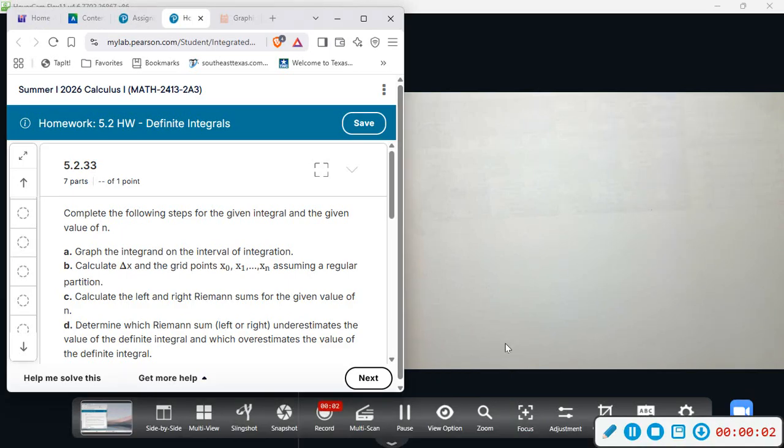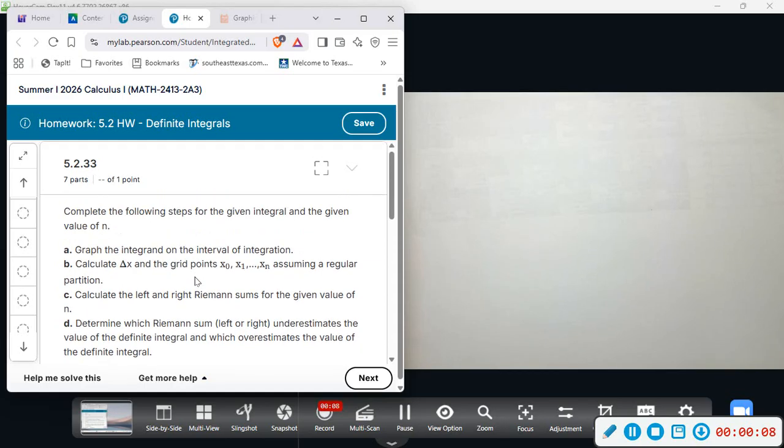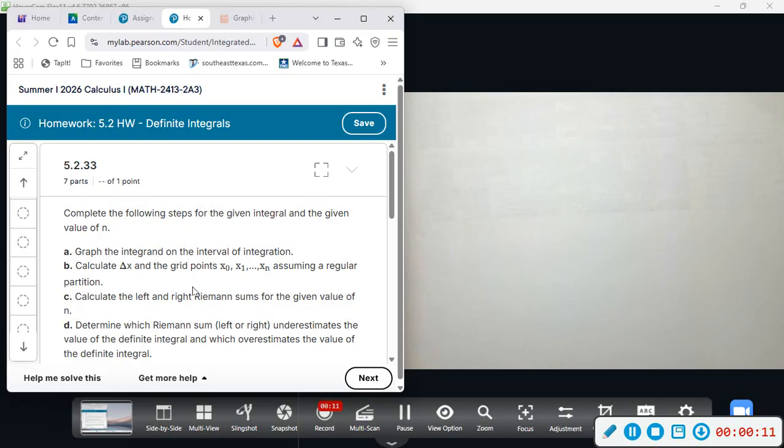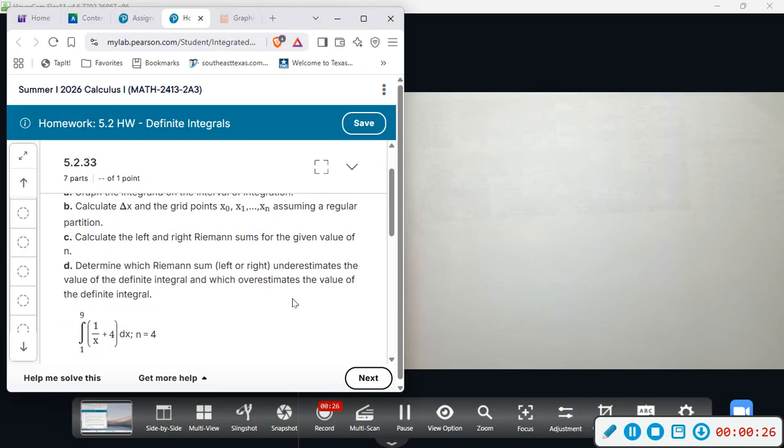All right, number 7, we're going to complete the following steps for the given integral. We're going to graph the integrand. We're going to calculate the change in x, the grid points. We're going to calculate left and right Riemann sum, and then we're going to determine which Riemann sum, left or right, underestimates or overestimates the value.